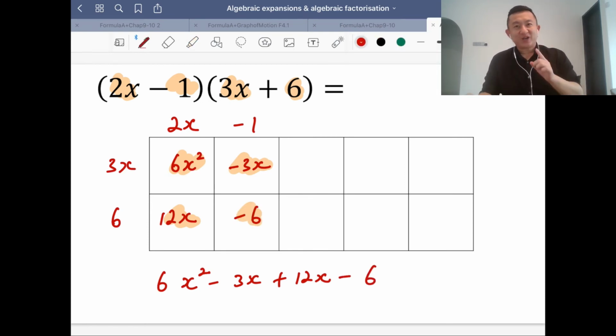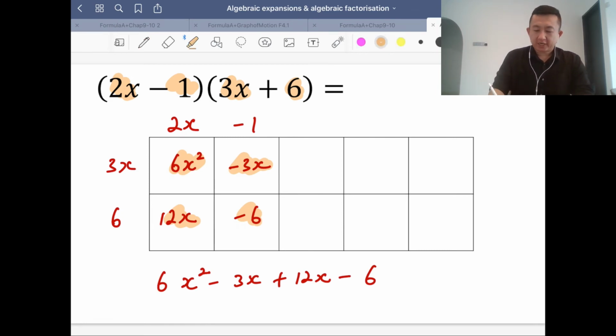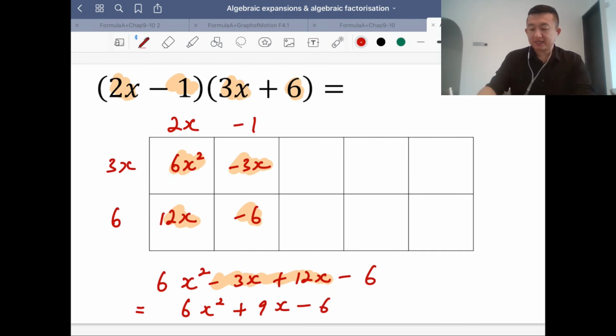Okay, this is the part where like terms and unlike terms is going to work for you. Is there any like terms? Yup. Here. Minus 3x plus 12x. Can you simplify it? Yeah. So you have the final answer: 9x. Right? This is the expansion. This is how you expand it. Alright, so this is the grid method. I hope you understand this.